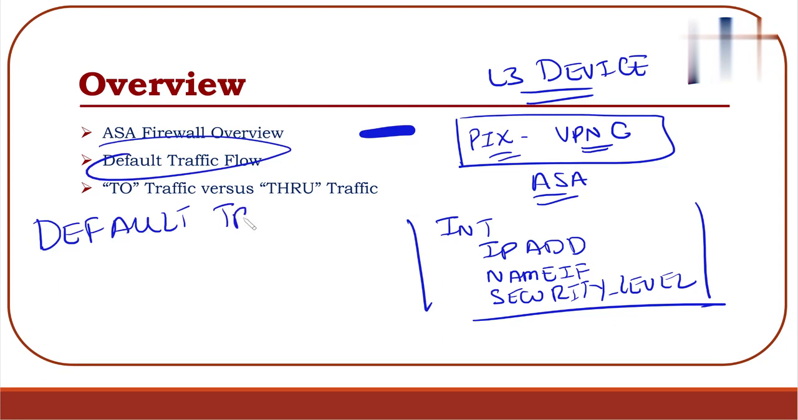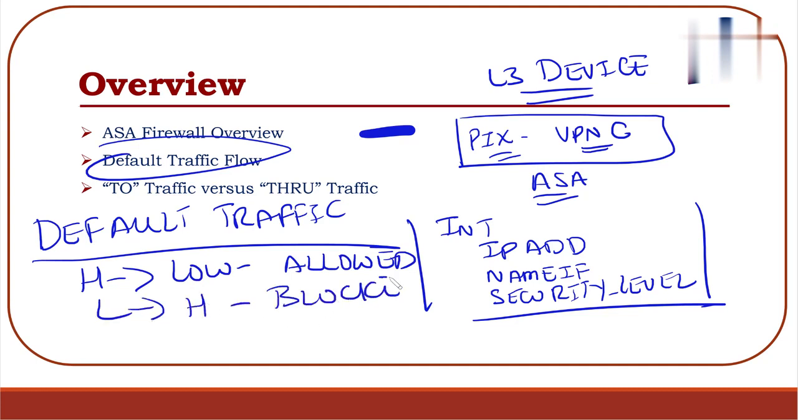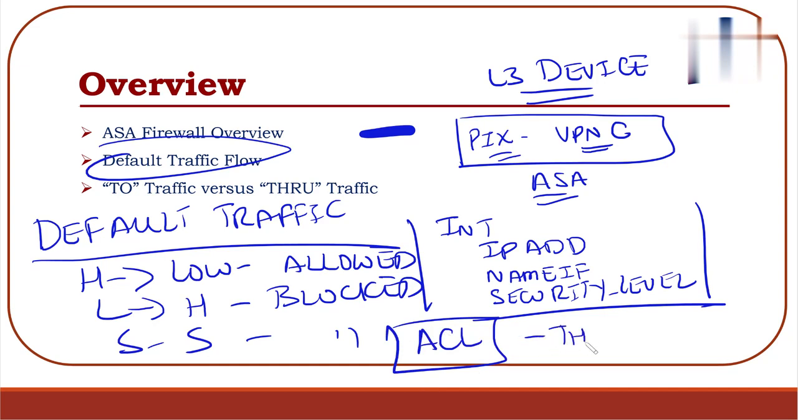And what did we find out about the default traffic flow? We found out that high to low is allowed by default. Low to high is blocked by default. You also have same to same, which is also blocked by default. And how do I make an exception to traffic flowing through the firewall from low to high? It is done by using an ACL. The ACL, although it controls through traffic, does not control to traffic. That was the last item that we talked about.